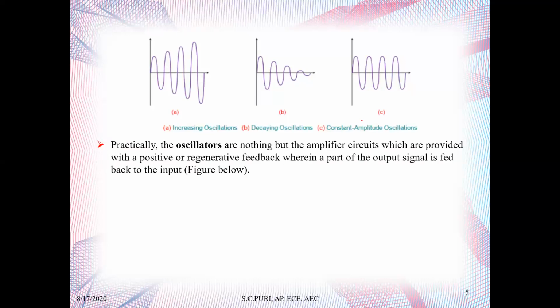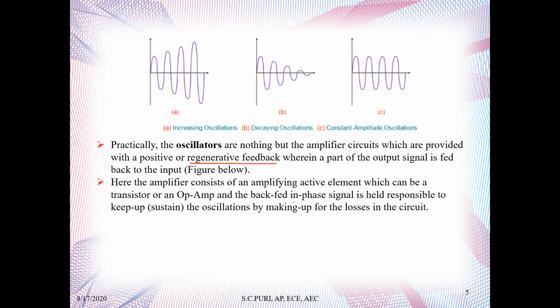Practically, oscillators are nothing but amplifier circuits which are provided with a positive or regenerative feedback, wherein a part of the output signal is fed back to the input. Here the amplifier consists of an amplifying active element, which can be a transistor or an op-amp. And the fed-back in-phase signal is held responsible to sustain the oscillations by compensating for the losses in the circuit.